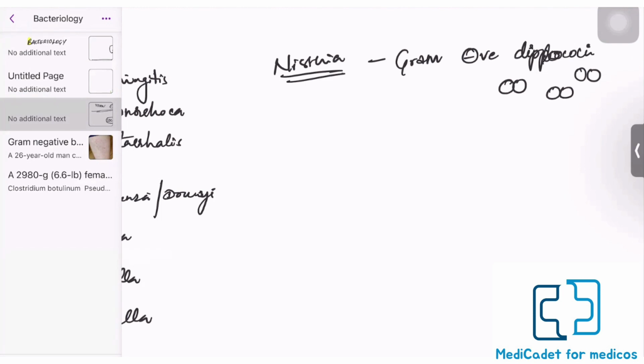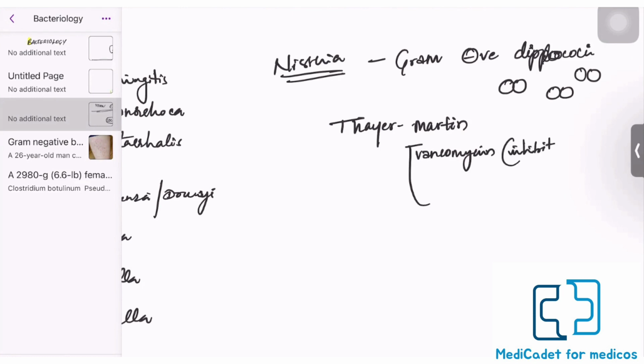Thayer-Martin agar. So you can grow them in this Thayer-Martin agar. What does this Thayer-Martin agar contain? Basically, it contains vancomycin. Now, why is this vancomycin present? It will inhibit growth of the gram-positive organisms, so that you're going to see only the colonies of the gram-negative ones. Then it has trimethoprim and colistin, which inhibit growth of the other gram-negative organisms.